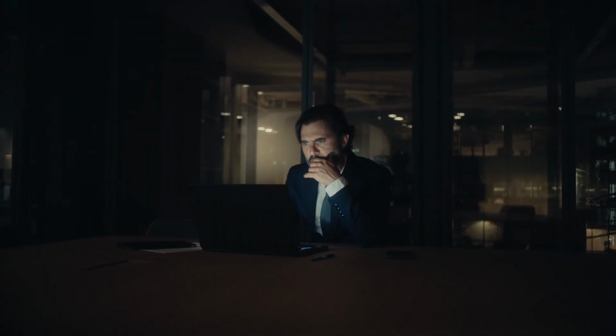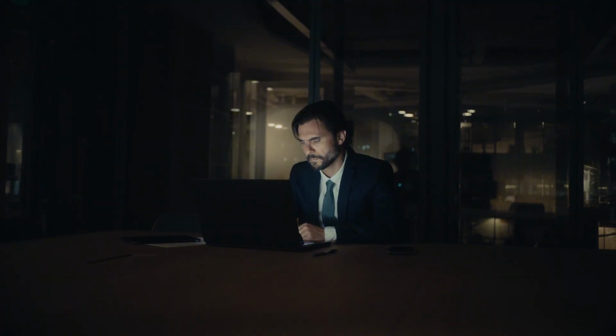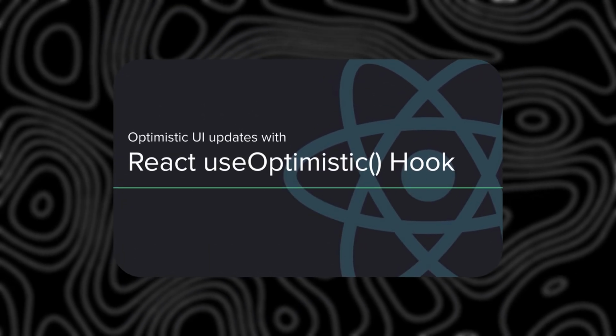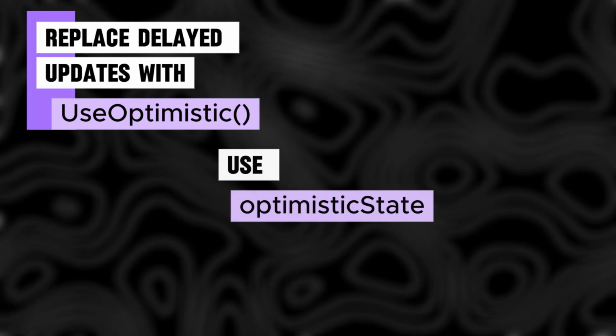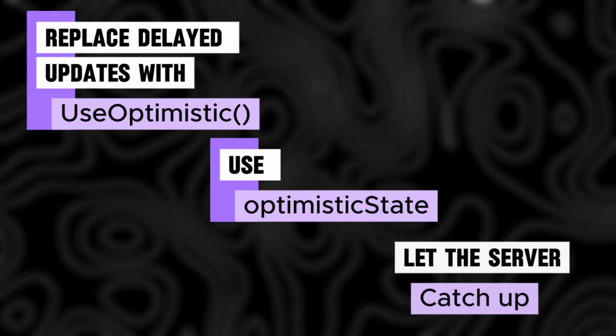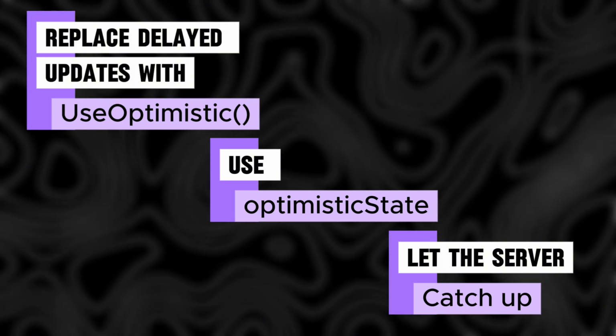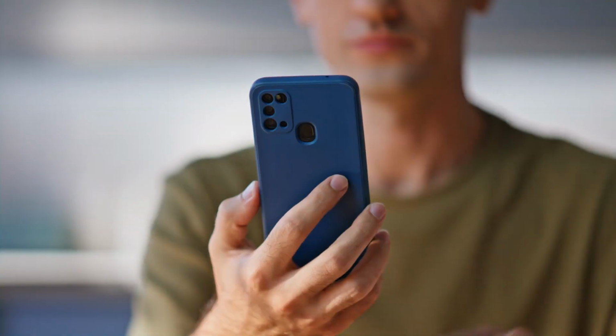So if you're still waiting for server responses before updating your UI, you're giving users a slower experience for no reason. React 19 gave us useOptimistic. Now it's your turn to use it. So before your next form or mutation, do this. Replace delayed updates with useOptimistic and use optimistic state to render instantly while letting the server catch up in the background. Your users don't care how long your API calls take. They care how fast it feels.